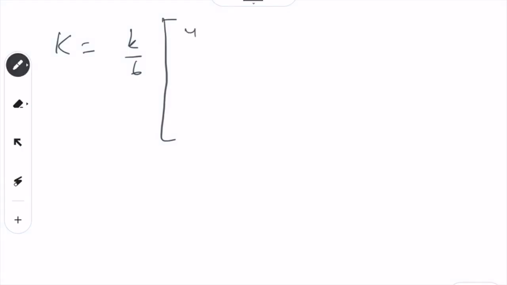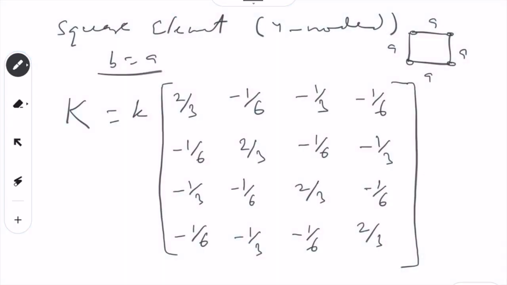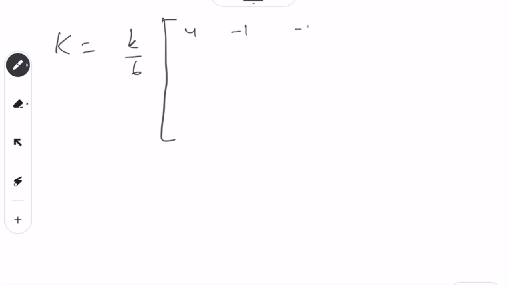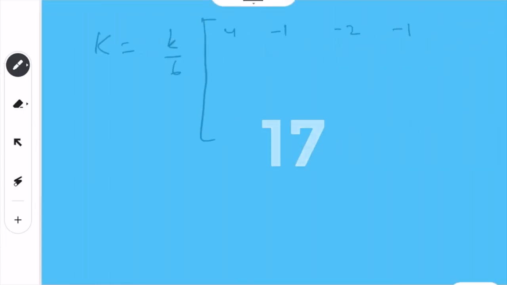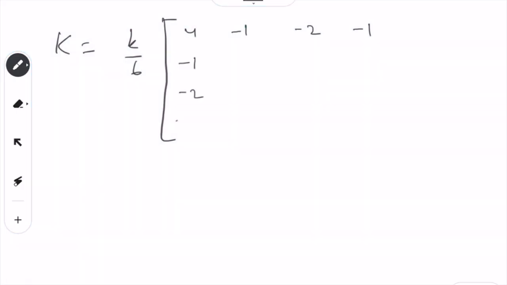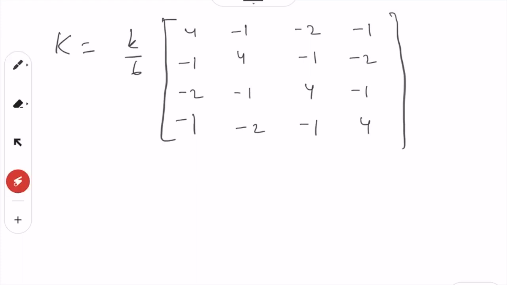So 4, minus 1, minus 1, minus 2, minus 1, minus 1, minus 2, minus 1. So we have 4, minus 1, minus 2, minus 1, minus 2, 4, minus 1, minus 1. So this is the stiffness matrix for a square element. Yeah, this is for the square matrix.